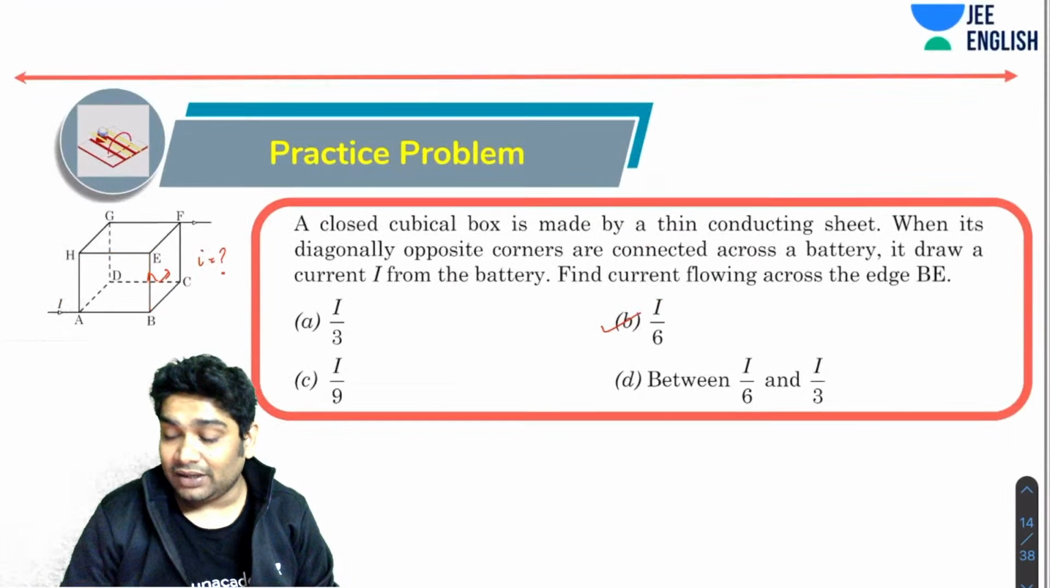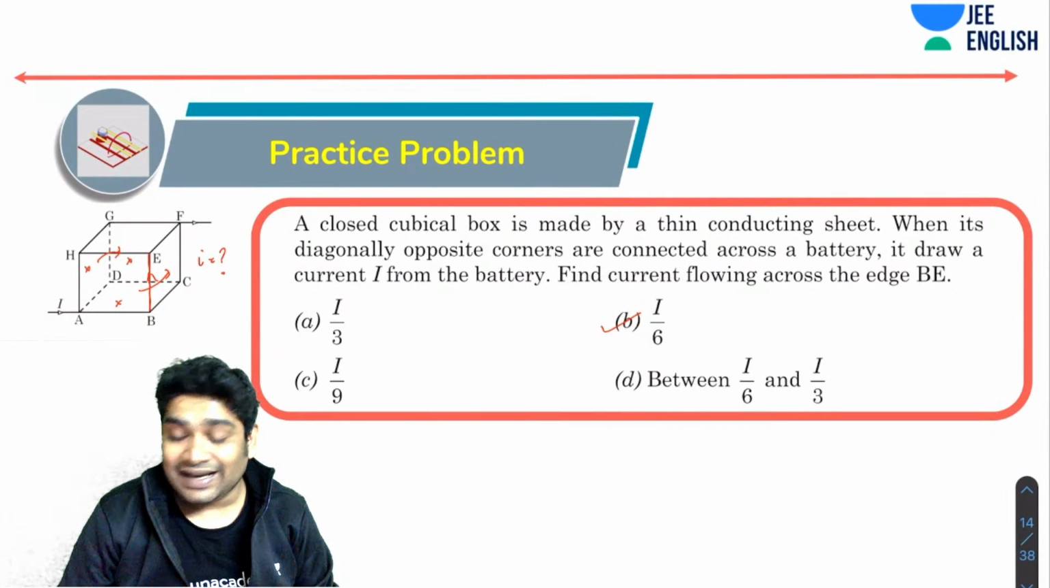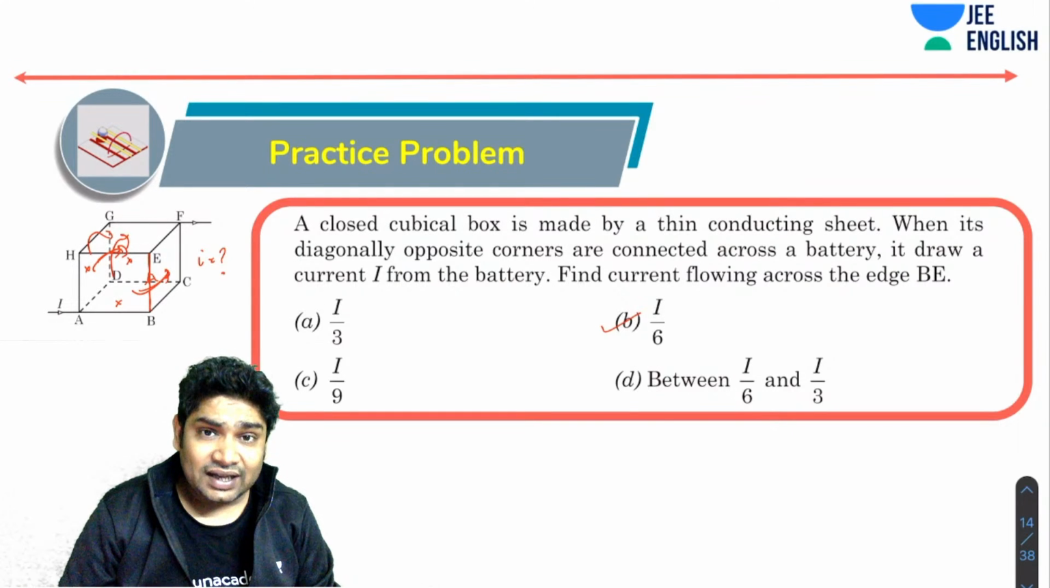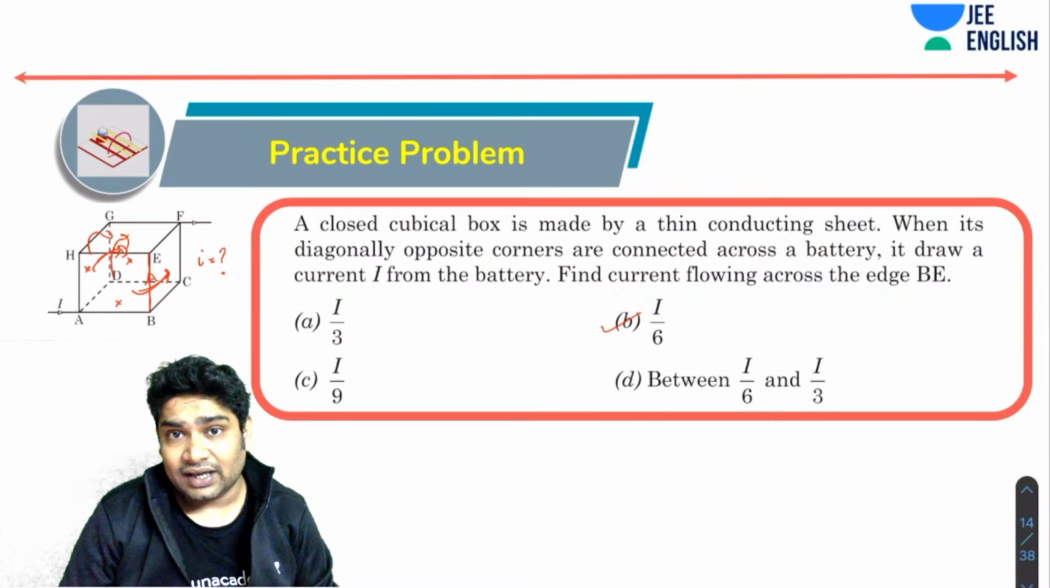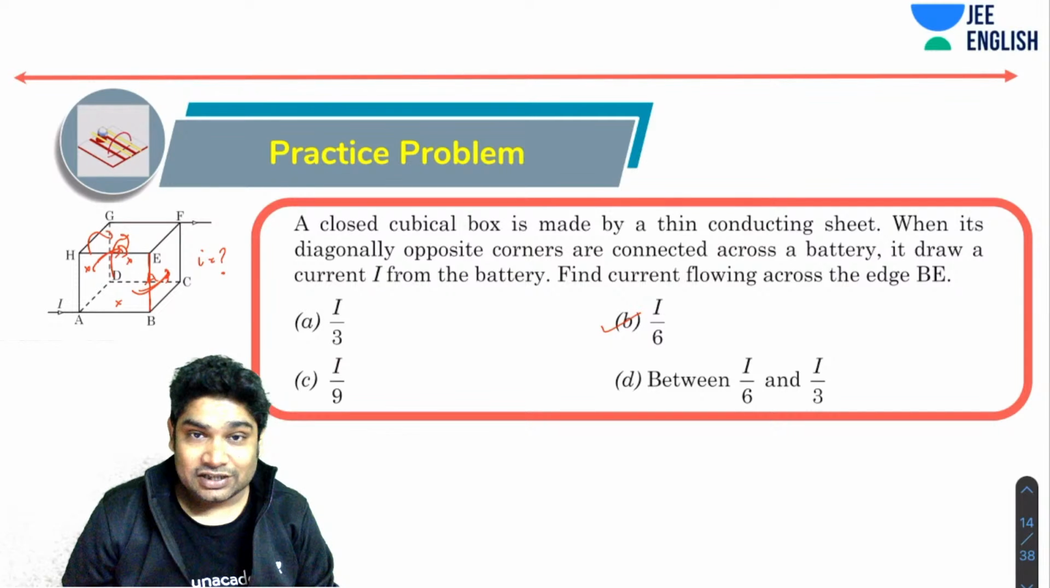Okay, a total of I by 3 current will flow through each side, and out of which half of the current is going to cross from here, half the current is going to cross here, rest from here, rest from here. So it has six identical ways. So because of symmetry, the current through this edge BE would be I by 6. So that is the correct answer.